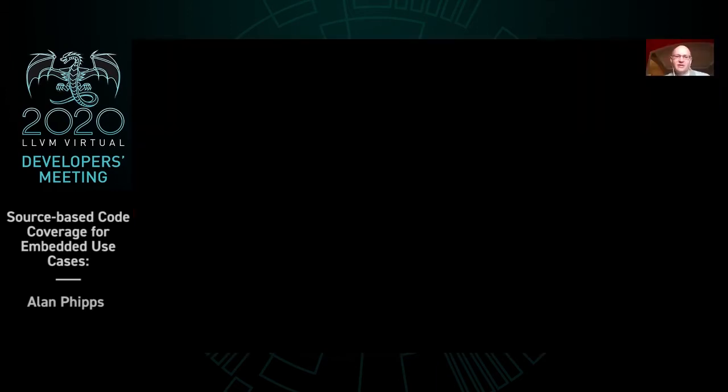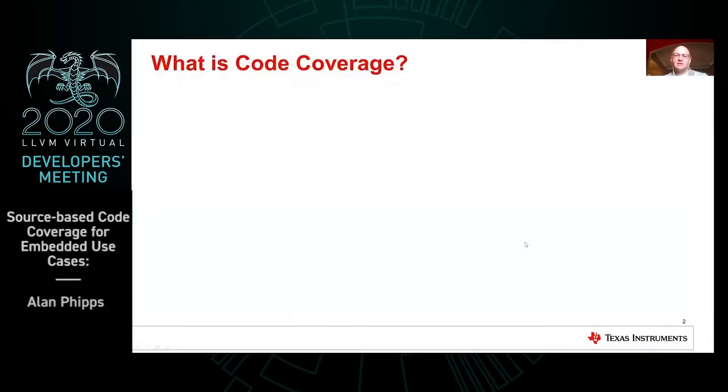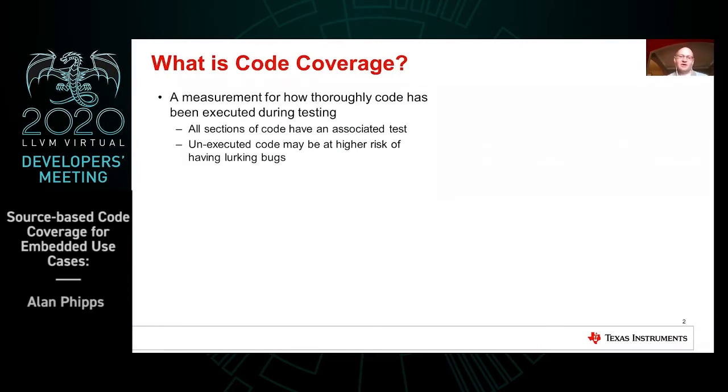And I'm going to talk really quick about how you can use source-based code coverage in an embedded system and some of the challenges. So code coverage is the measurement for how thoroughly your code has been executed during testing. And this is very important in embedded applications. It's a requirement, in fact, in industrial and automotive markets for functional safety. You want to ensure that you have tests that test all of your code that you've added.